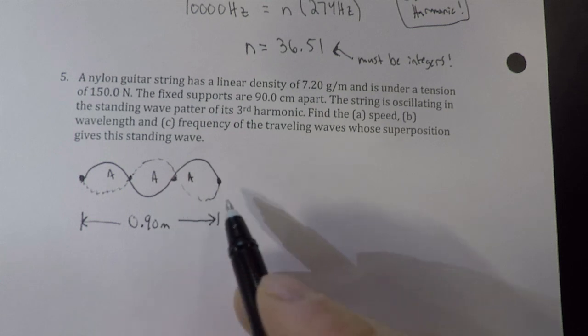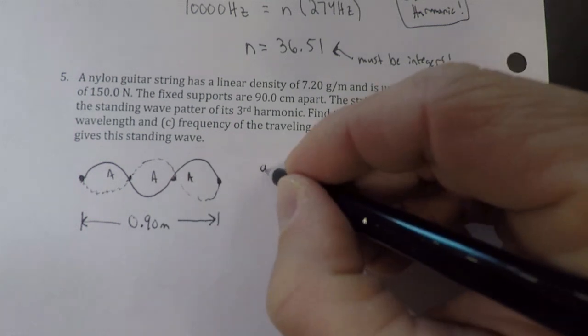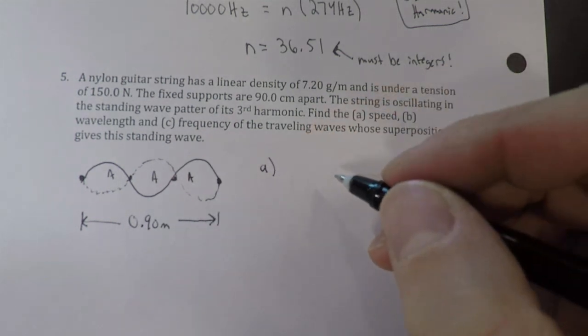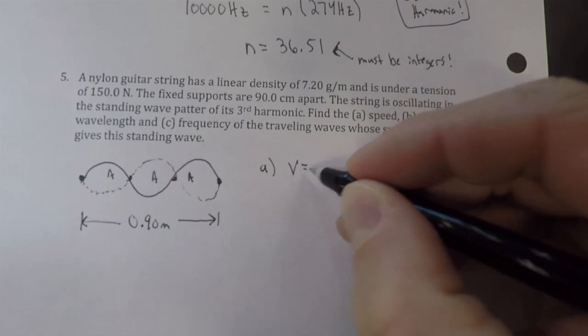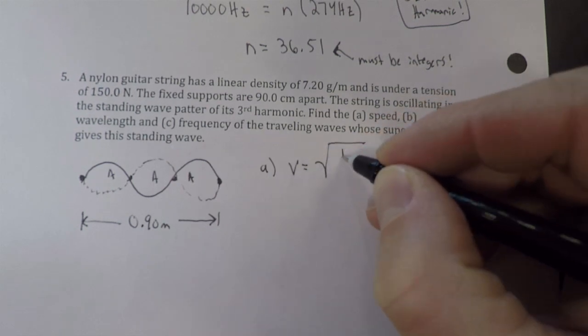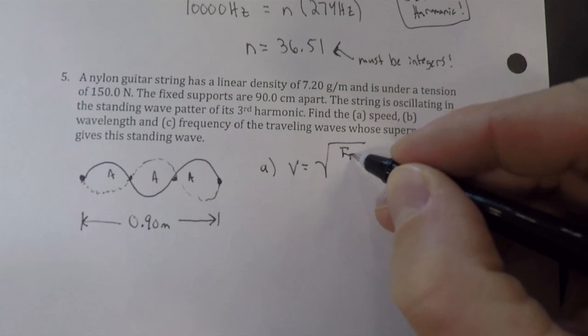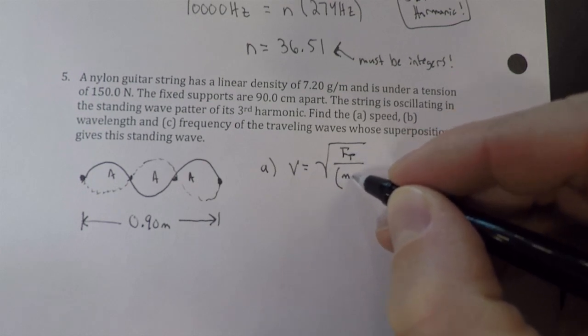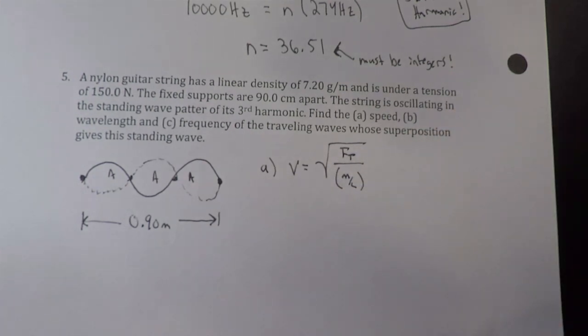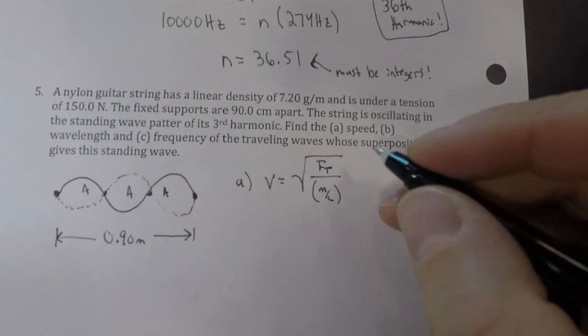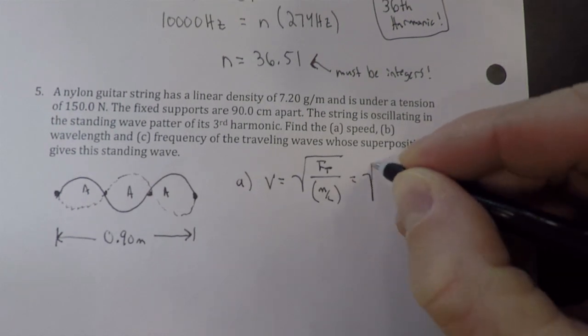We're given some other quantities here. Let's see what we're solving for. First of all, we need to find the speed. So this is a wave in a string, so this is old hat. We've done this before. Square root of the tension divided by the mass per length. And those quantities are all given here. So we'll find our speed.